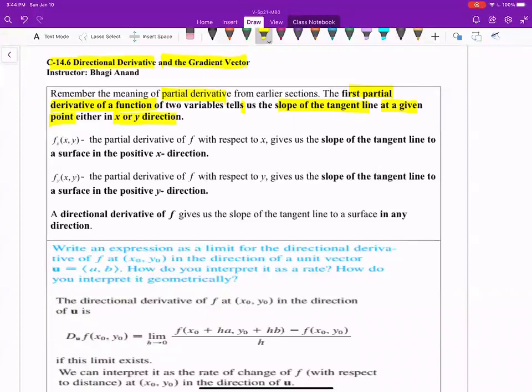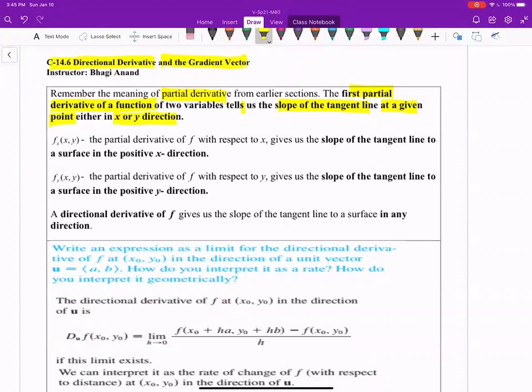So when you do partial derivative with respect to x, you have to keep y as a constant. By that, what we mean is you are taking the intersection of the surface with the plane y equal to constant, which is a vertical plane. Then they meet at a curve, and then you're going to take the slope of the tangent line in the direction of the x-axis. So that is f sub x, or partial derivative of f with respect to x.